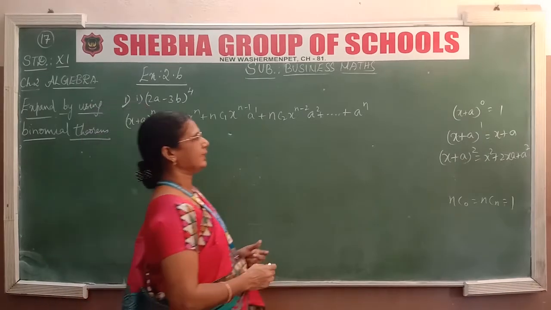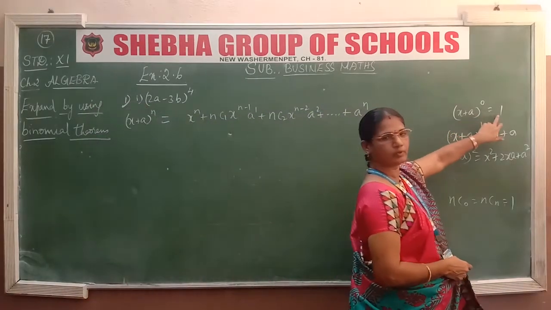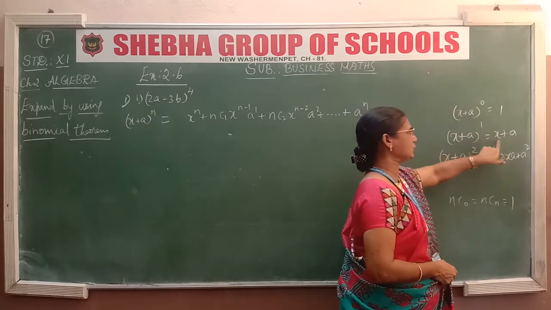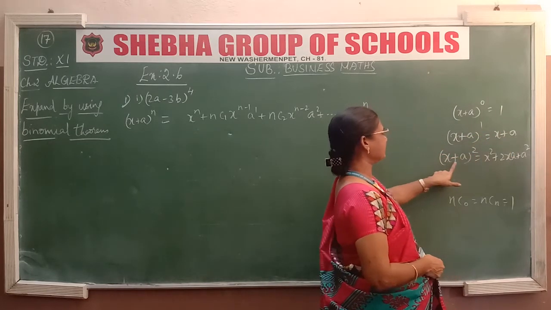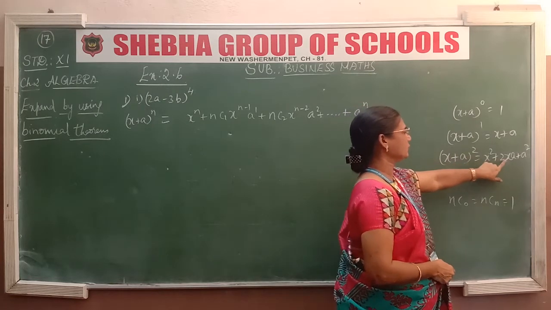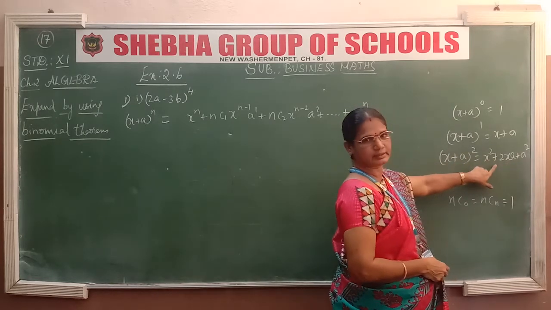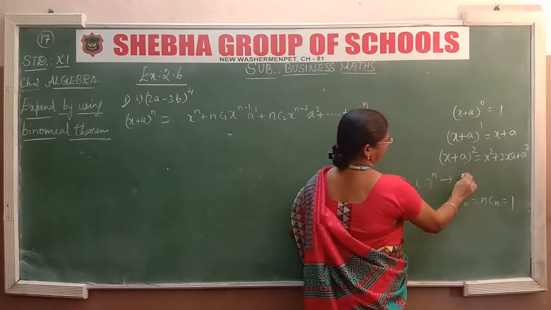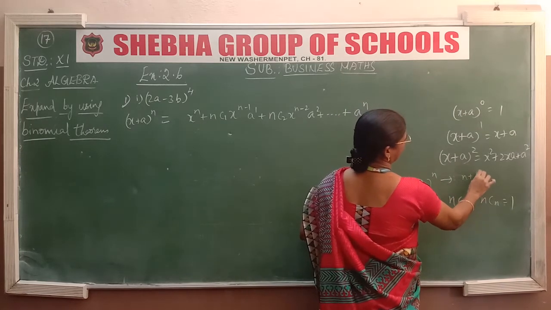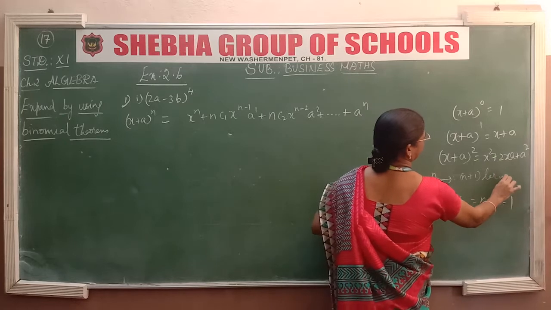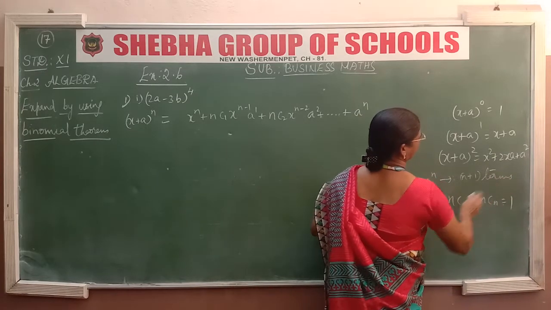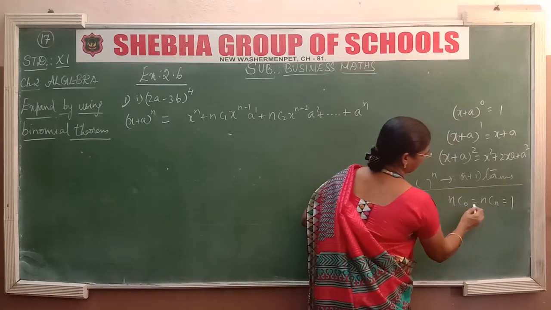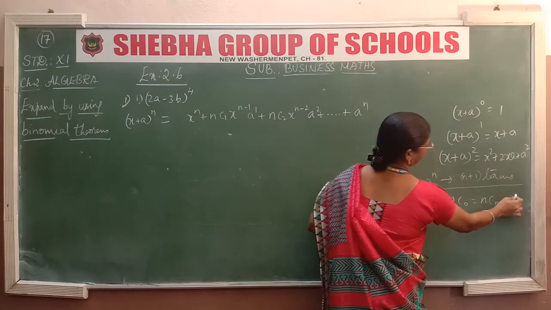And listen, x plus a whole power 0 equal to 1, that is one term only. x plus a whole power 1 means x plus a, 2 terms. In x plus a whole square, 1 2 3, we are having 3 terms, and so on. In power n, we have n plus 1 terms. We should know this generally. And also we know nc0 equal to ncn equal to 1, isn't it?